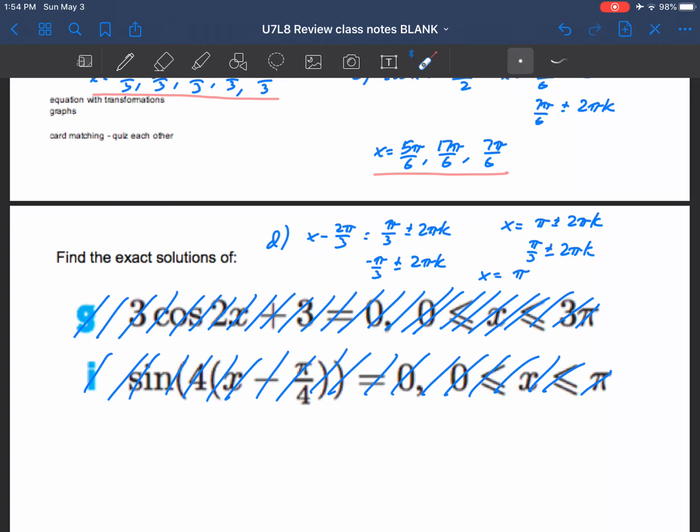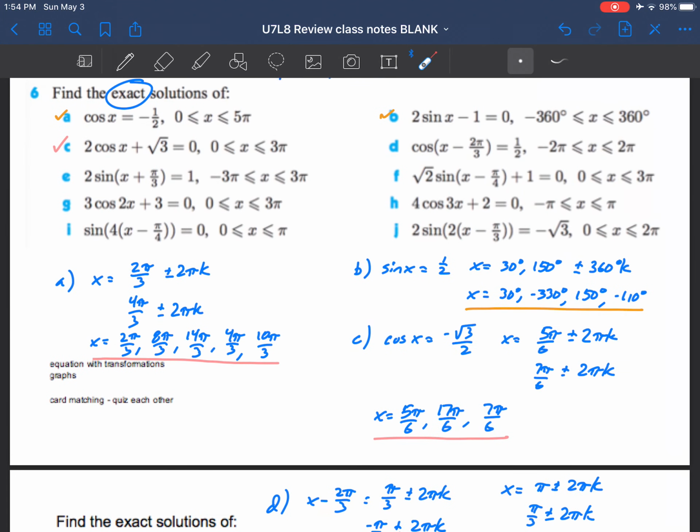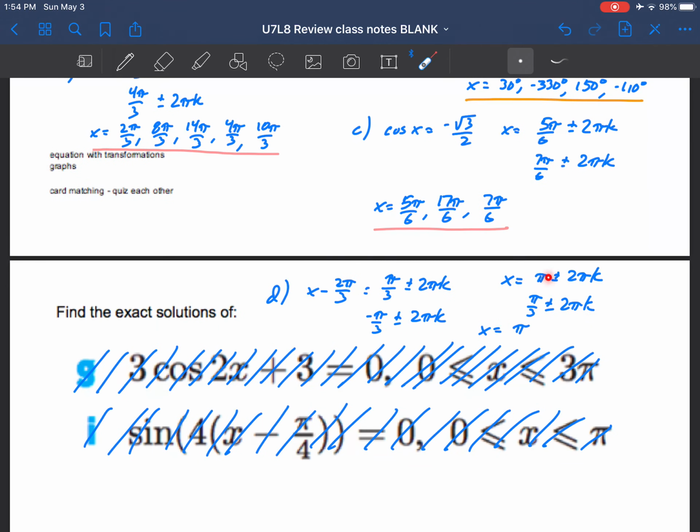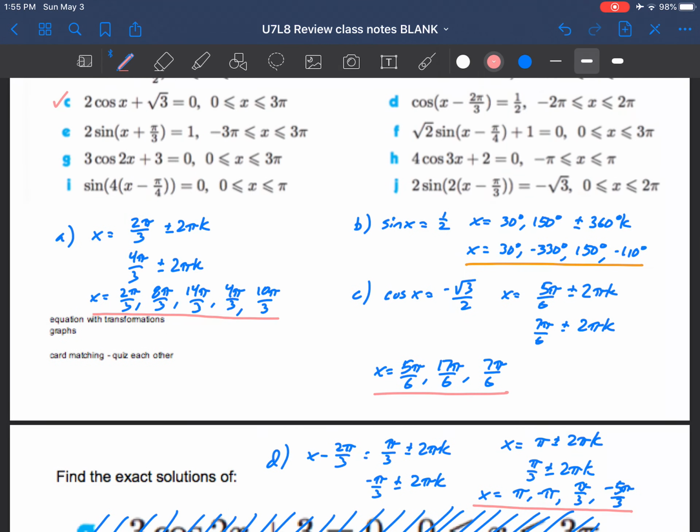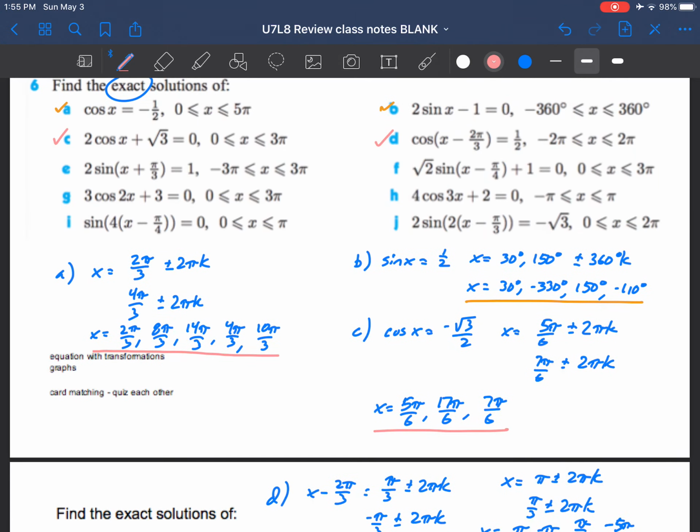If I add 2 pi to pi, it's bigger than our upper limit, which is 2 pi. Okay, but our lower limit is negative 2 pi, so I can subtract. So this one, if I take pi, I subtract 2 pi, I get negative pi. And then for the second part, pi over 3, yeah, that works. If I add 2 pi, that's too big. If I subtract 2 pi, however, I get negative 5 pi over 3. So we get 4 answers here. All right. D is done. Okay. 40% of the way there.